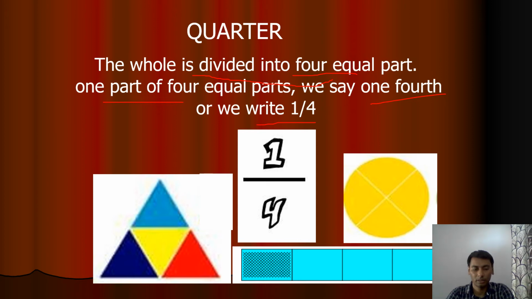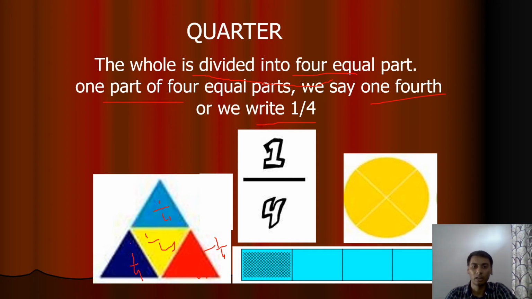Here is the triangle, and this is divided into four equal parts. There are four equal parts. That means each part is one fourth of the whole. That means the whole triangle is divided into four equal parts. This is 1 by 4.